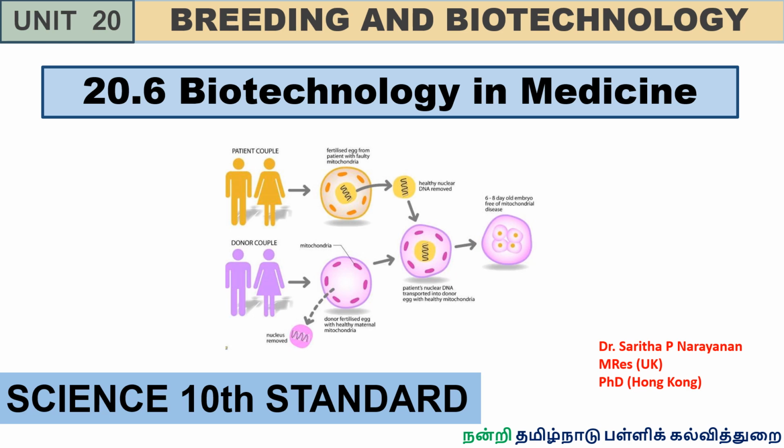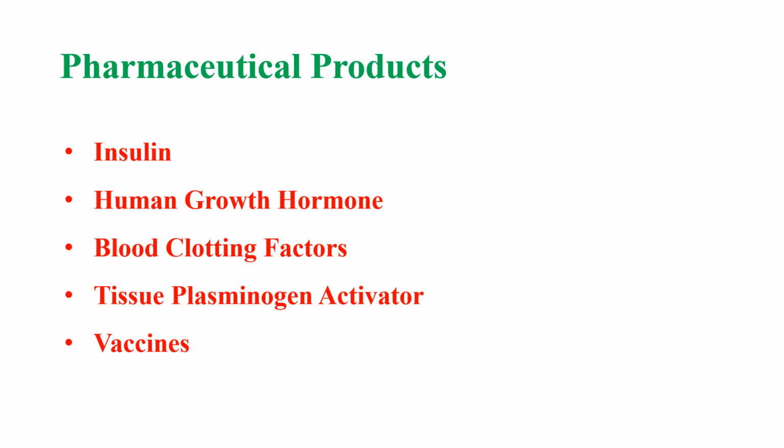Today we are going to talk about applications of biotechnology in medicine from Unit 20, 10th Standard Science. Biotechnology, especially genetic engineering techniques, has been widely used in the pharmaceutical industry. These techniques are used to develop proteins or polypeptides that form the potential pharmaceutical products for treatment of various diseases. Some of the pharmaceutical products developed by rDNA technology are shown in this slide.